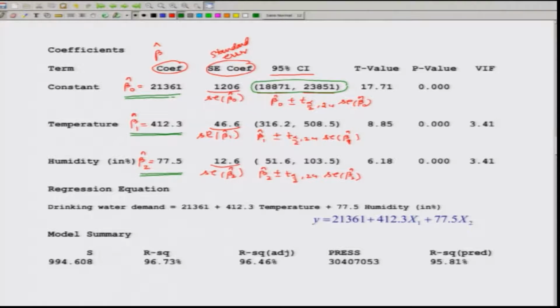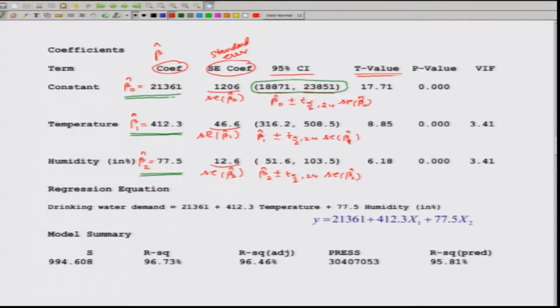And these are the indicators like the standard errors. This is giving us an idea about the spread of beta 0 hat, beta 1 hat and beta 2 hat. Okay. Now we come to this column.